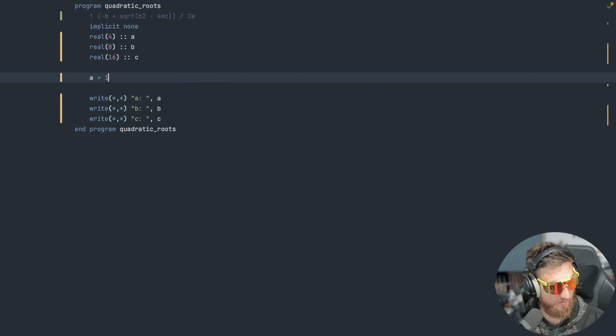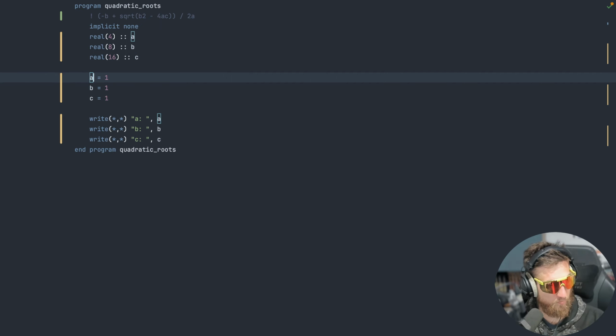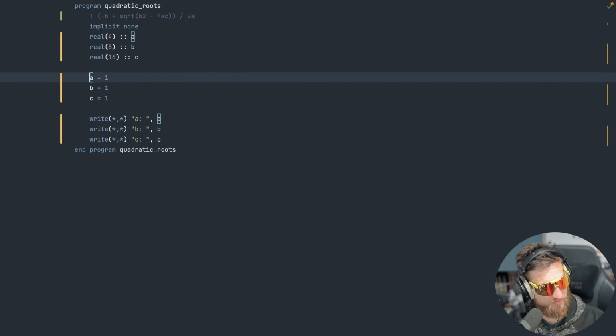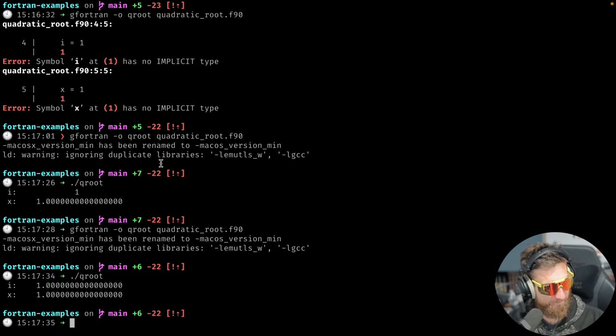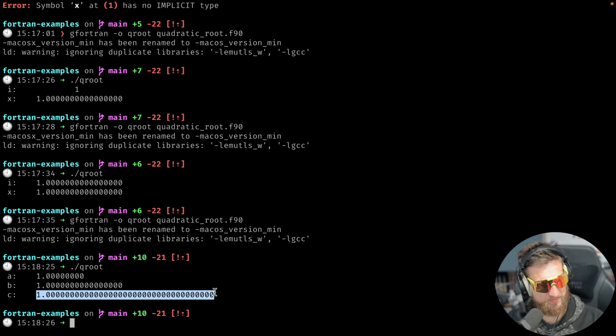a equals 1, b equals 1. So we're setting them all to 1, but they're all floating point real numbers with different precisions. Then we just write them out. Let's compile that and run it. You see we get very different precisions here. 8 is typically the one I default to unless I have a very specific reason.